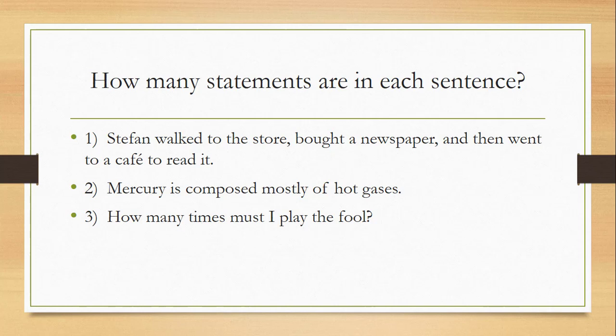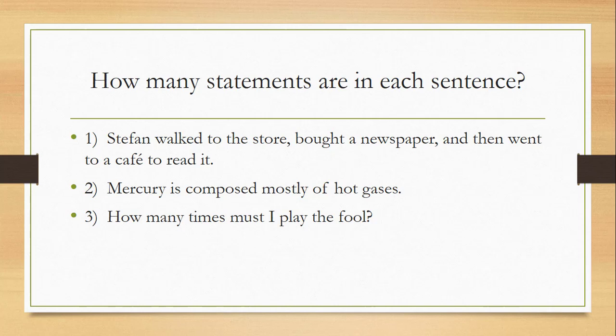So first exercise, we'll look at how many statements are in each sentence. So the first sentence is that Stephen walked to the store, bought a newspaper, and then went to a cafe to read it. Here, we have one sentence, but the answer to this question is that there are 3 statements contained within this single sentence. In other words, there are 3 statements that are capable of being true or false, independent of each other. The first statement is that Stephen walked to the store.